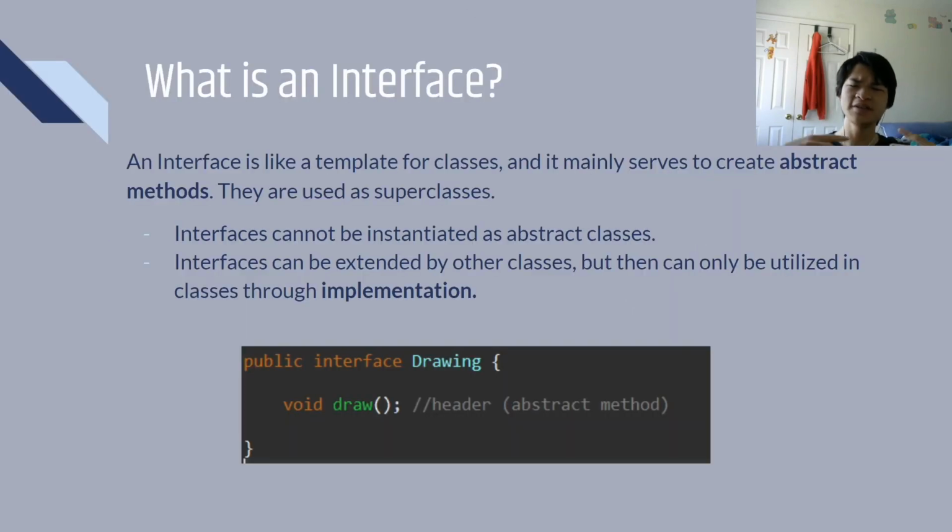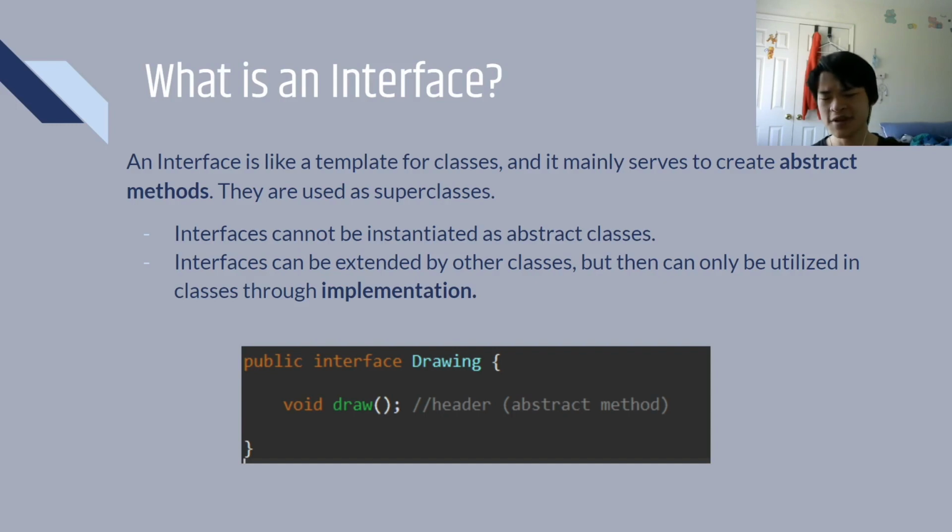Alright, so first of all, we have interfaces. So what exactly is an interface? Well, an interface is sort of like a template for a class, but it creates abstract methods. And abstract methods, we'll get into that in a second, but what you have to know for now is that abstract methods only have their headers.